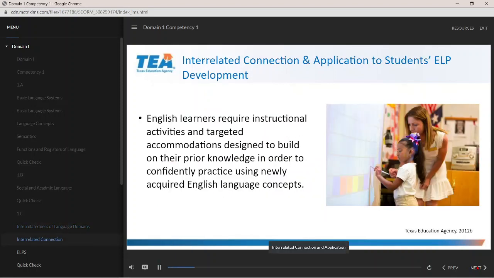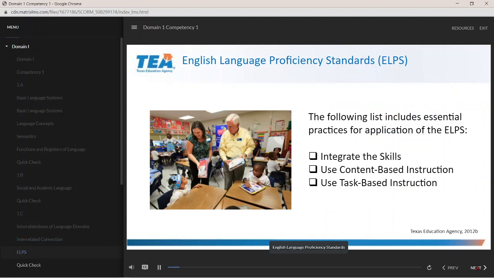Interrelated connection and application to students' English language proficiency development. English learners require instructional activities and targeted accommodations designed to build on their prior knowledge in order to confidently practice using newly acquired English language concepts. English language proficiency standards. The following list includes essential practices for application of the ELPS.